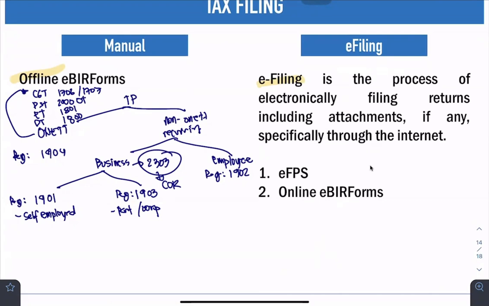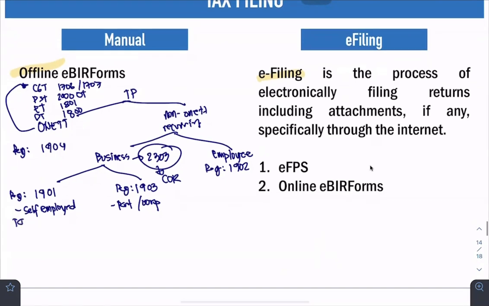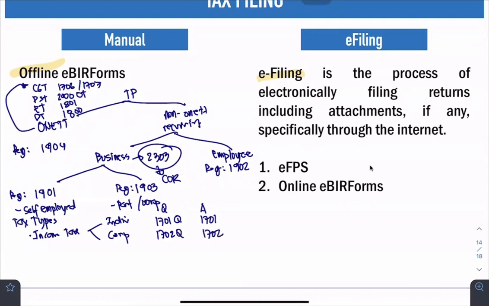So for business, whether say self-employed, partnership, or corporation, we said you have the following tax types. First we have your income tax. For income tax, you need to determine whether it is an individual or corporation. So you file quarterly and annually. For individual, you have here 1701Q, annually 1701. For corporation, we have here 1702Q, and annually is 1702.